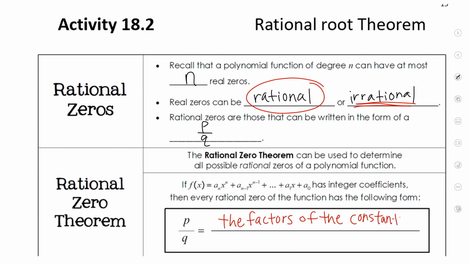What's a constant? Exactly. The number that's being added or subtracted. It's just a number. It comes on the very end. So the constant is the very last term. In this case, it's represented as A0, subscript 0.